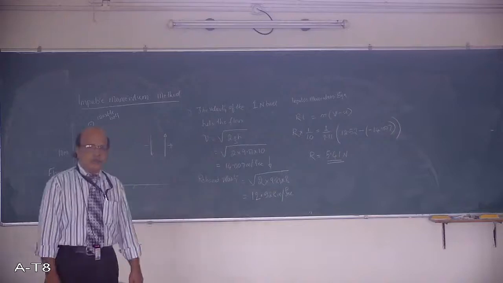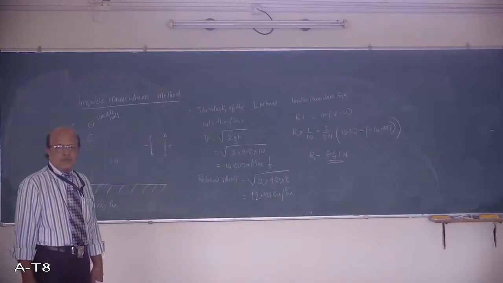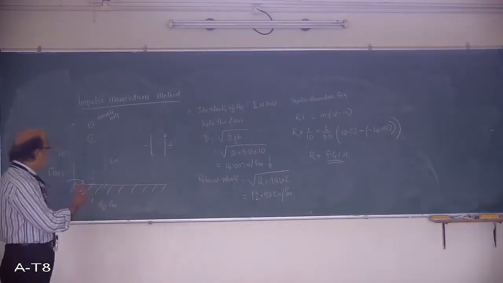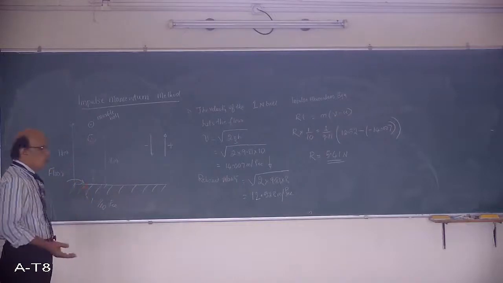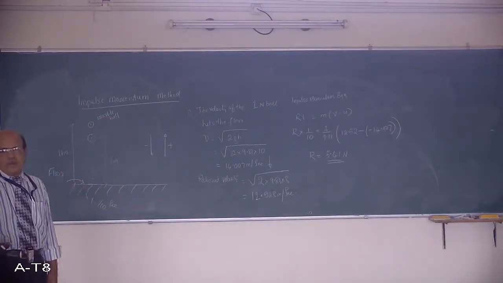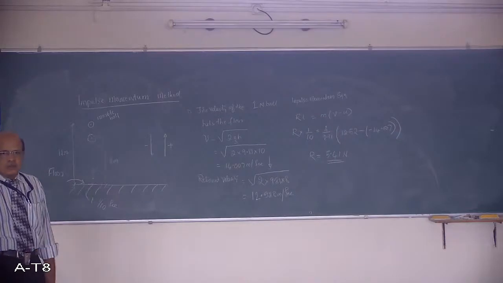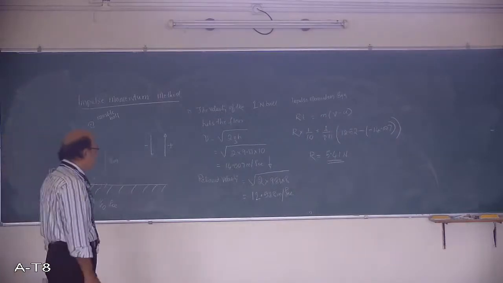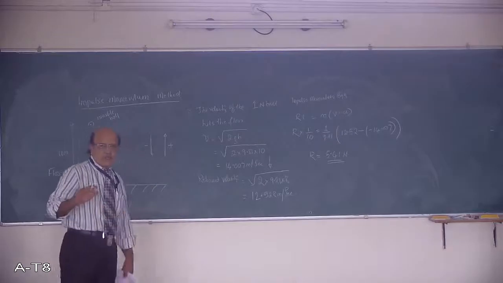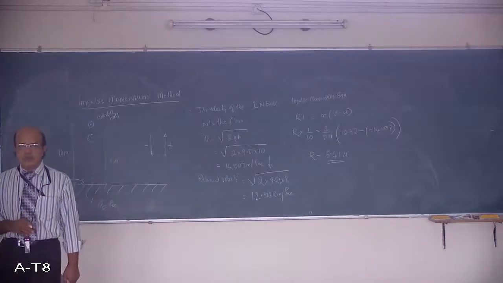So 5.41 is the resultant force with which the floor rebounds the ball. Because of that, the ball reaches a height of 8 meters. This is how, when the problem is related to time, we can use this one.